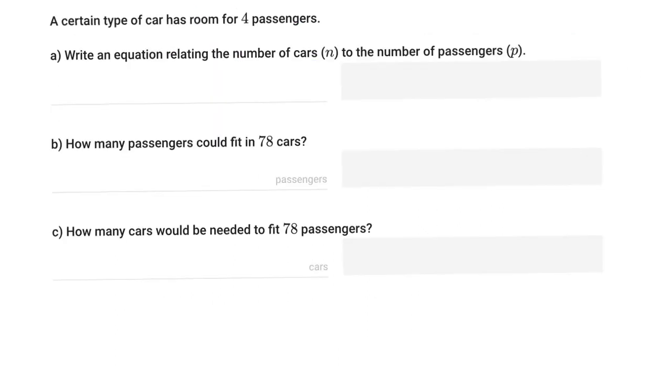Okay, this next problem says a certain type of car has room for 4 passengers. So here's our car. Amazing drawing there. And here's our people. 1, 2, 3, 4. So one car has room for 4 passengers. Write an equation relating the number of cars N to the number of passengers P. So this means that however many cars we have, if we had 1 car, we would have 4. If we had 2 cars, we would have 8 passengers, and so forth and so forth.